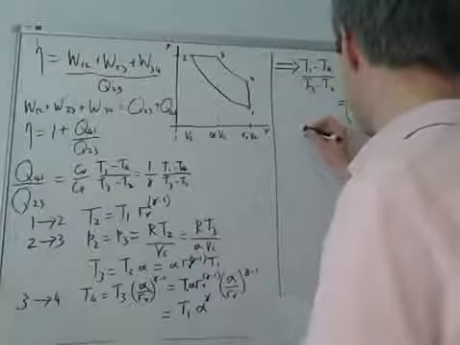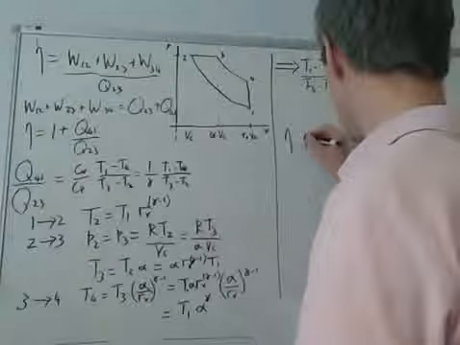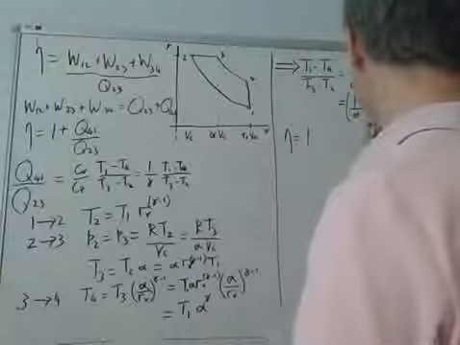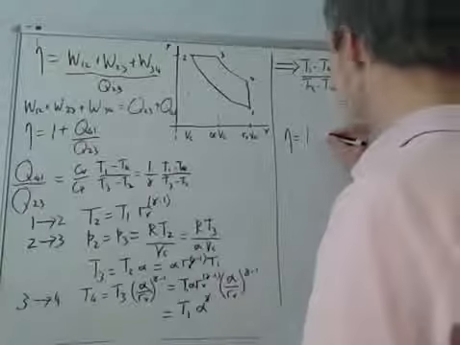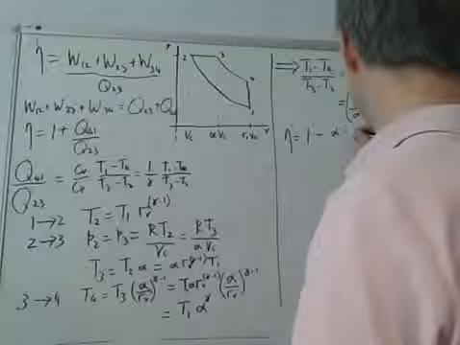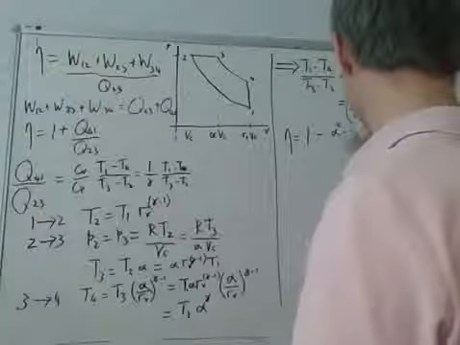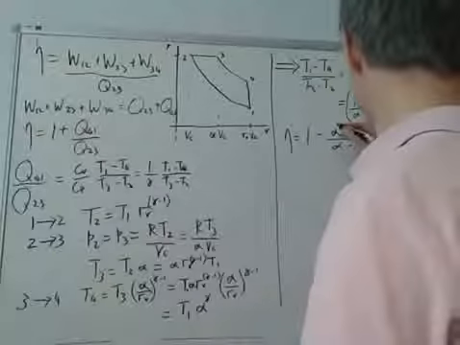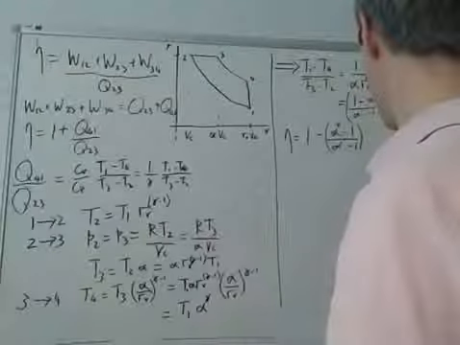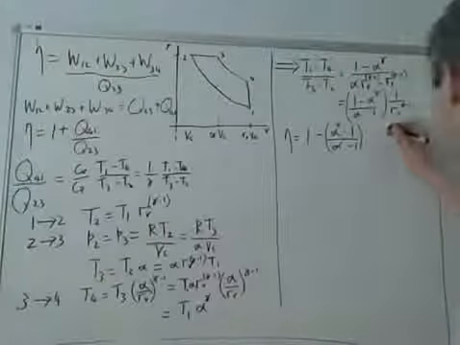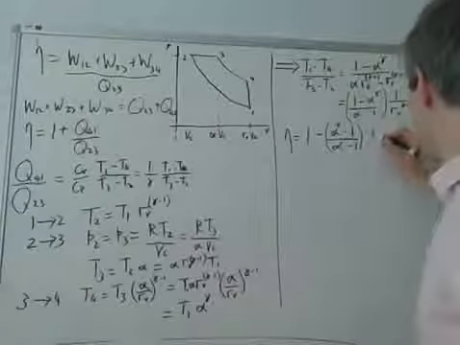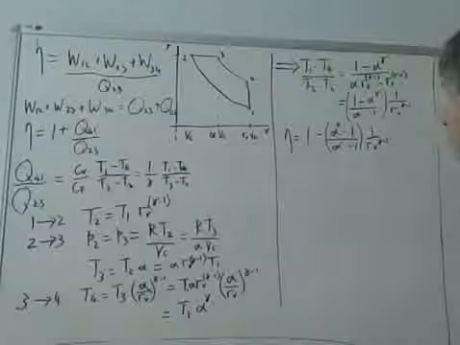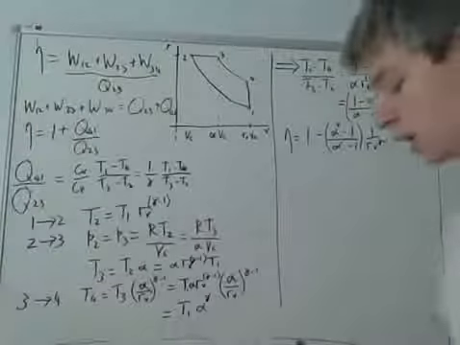Okay, so we now know what this temperature ratio is, and efficiency is 1, and we reverse the order of that, it becomes not plus but minus alpha to the gamma minus one. So I've just put a minus sign there. So that's our expression for efficiency.